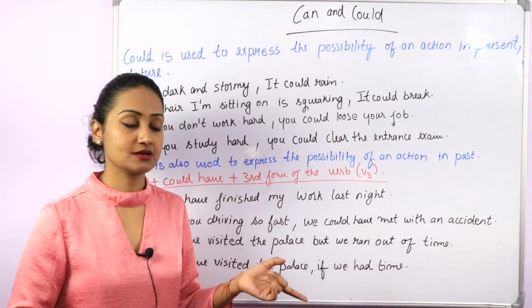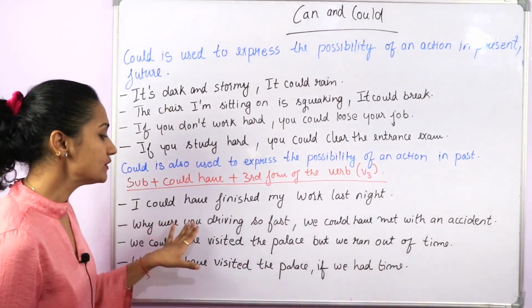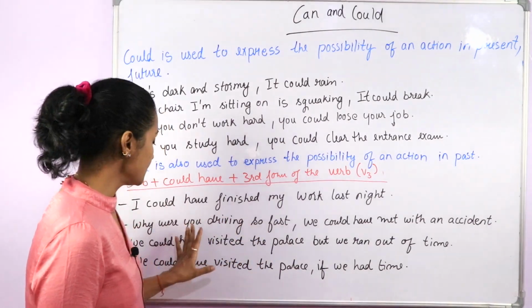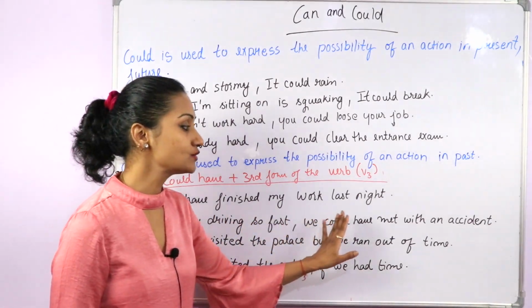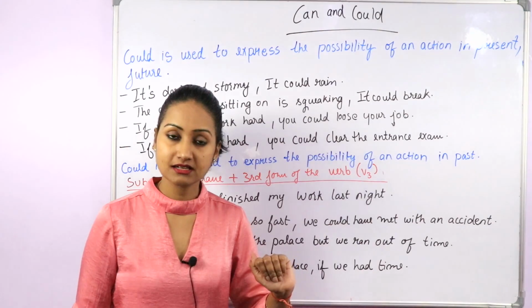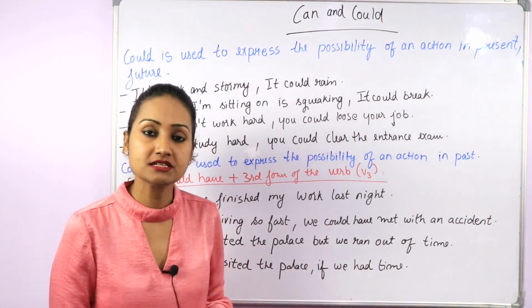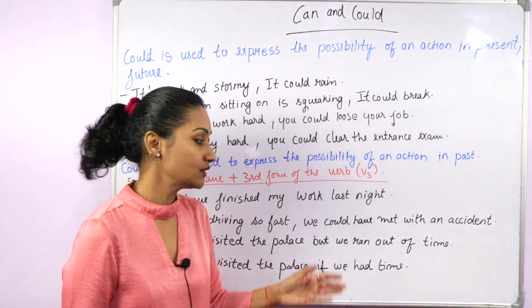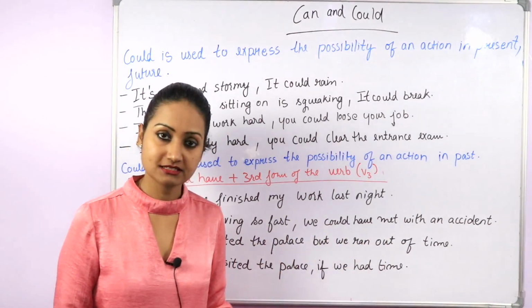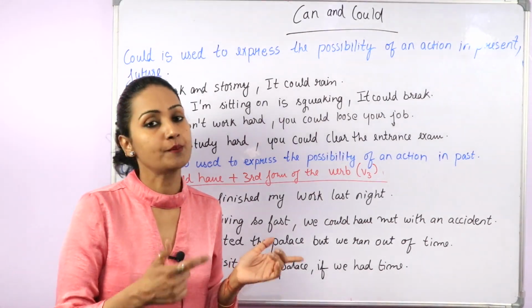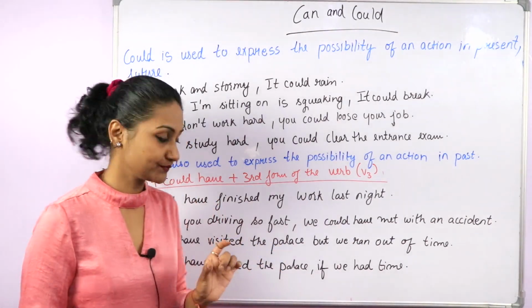There was a possibility in the past. Okay, why were you driving so fast? We are talking about the past. Why were you driving so fast? We could have met with an accident. We didn't, but we could have. There was a possibility because you were driving so fast, we could have met with an accident. So again, there was a possibility of something in the past, so could have.